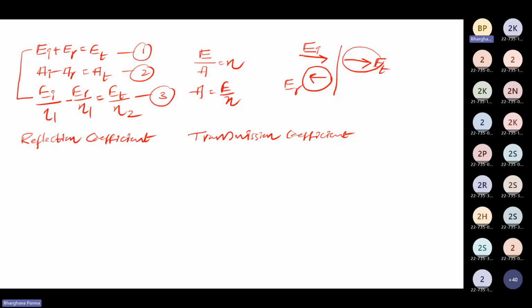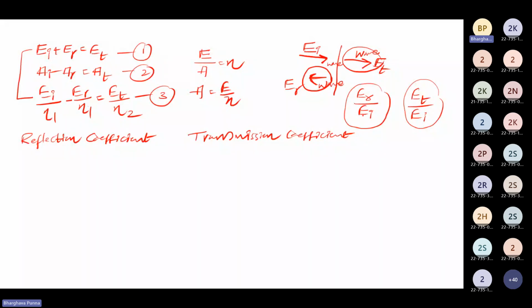Okay, so this arrow is representing the wave, not the electric field. This is the incident wave, this is the reflected wave, and this is the transmitted wave. What I need to get is how much reflected electric field there is with respect to the incident electric field, and how much transmitted electric field there is with respect to the incident electric field. This is what I need to calculate.